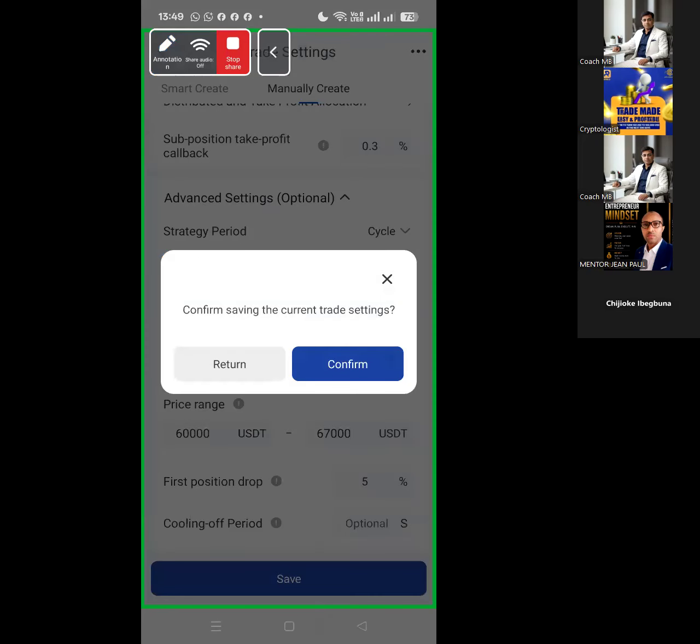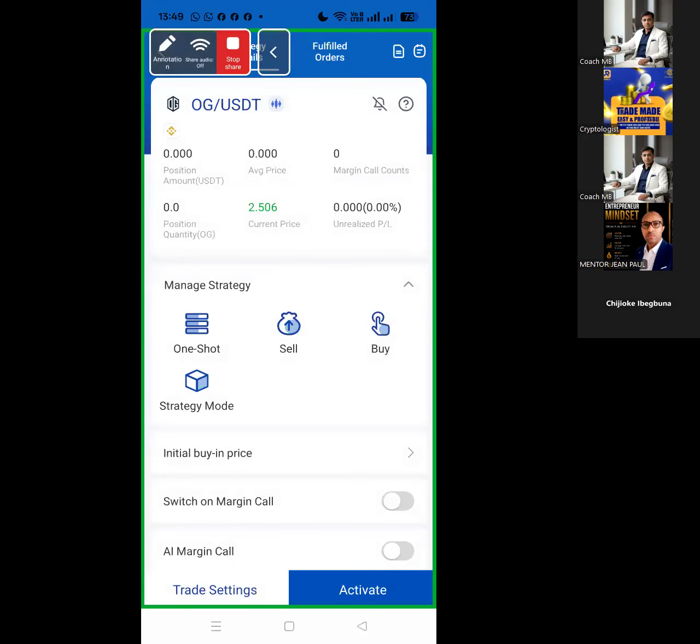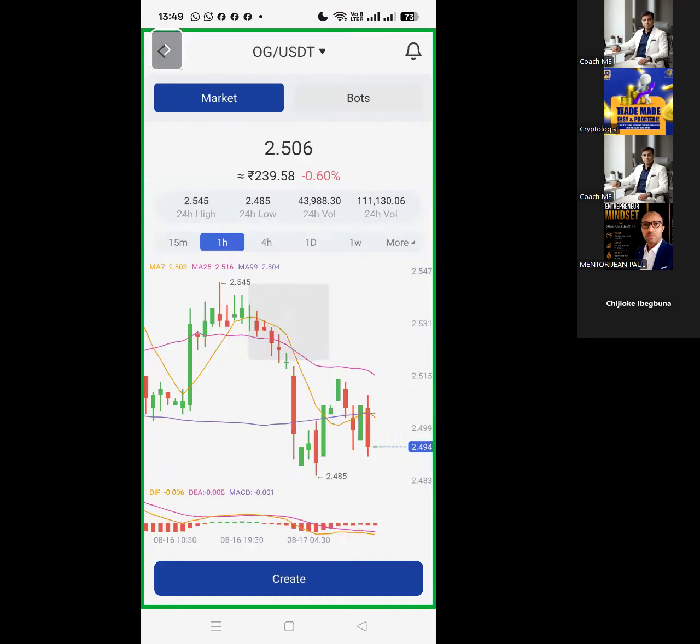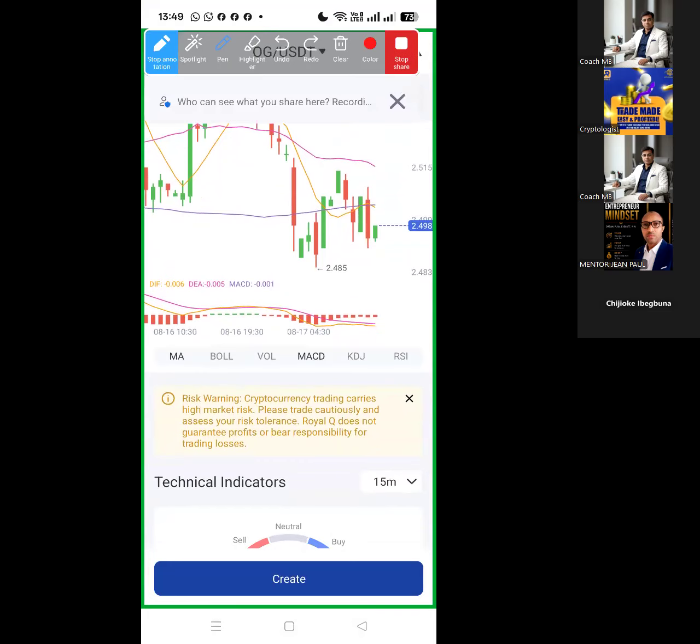Suppose I want to open this chart. I want to see these indicators here. So you can see here, we have all these indicators. We have 6 indicators here. But at advanced settings, we can use these 3 indicators, the MACD or the KDJ or the RSI also.